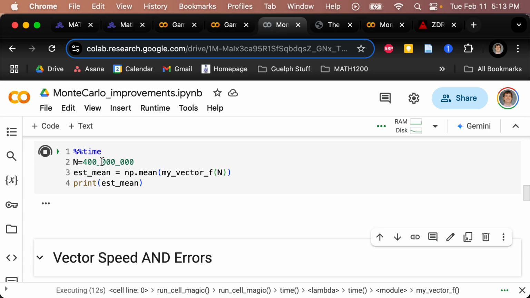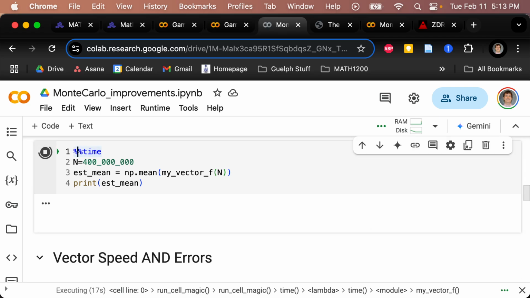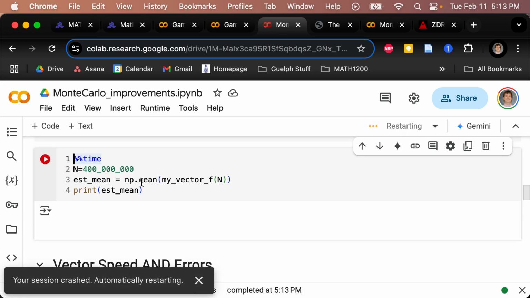Yes, but when you do percent time, I think it runs it more than once. Let me get rid of percent time. Okay. Let's let it run. I think it tells you the best of so many loops, so it reruns it a bunch of times. Anyway, it's faster. Okay, it crashed.